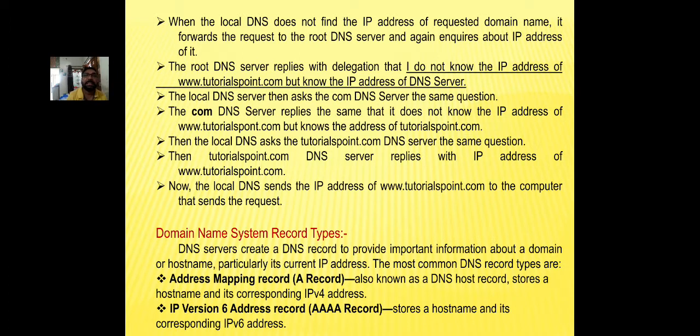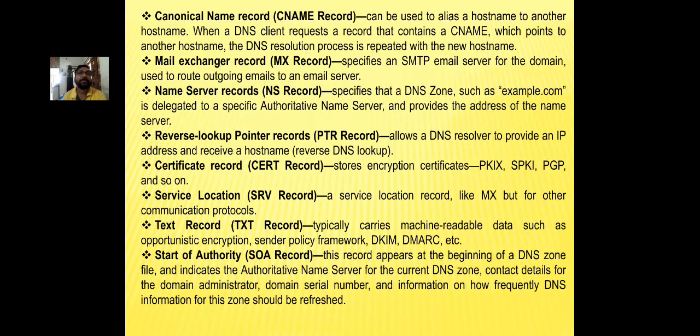Domain name system record types. DNS servers create a DNS record to provide important information about a domain or host name, particularly its current IP address. The most common DNS record types are, firstly, address mapping record, also known as DNS host record, which stores a host name and its corresponding IPv4 address. IP version 6 address record stores a host name and its corresponding IPv6 address.